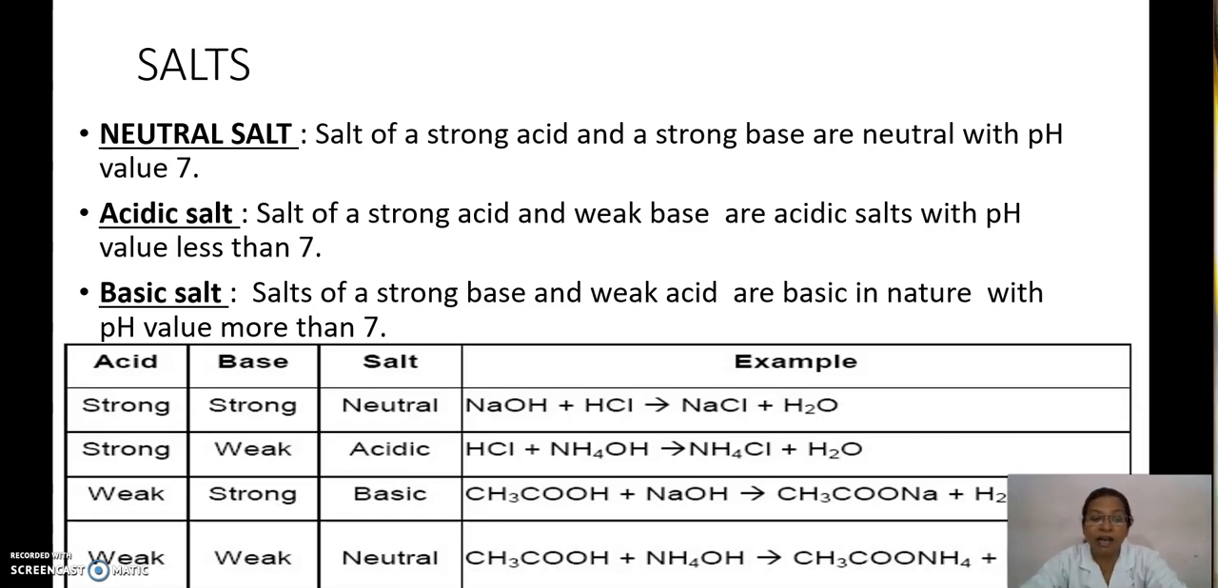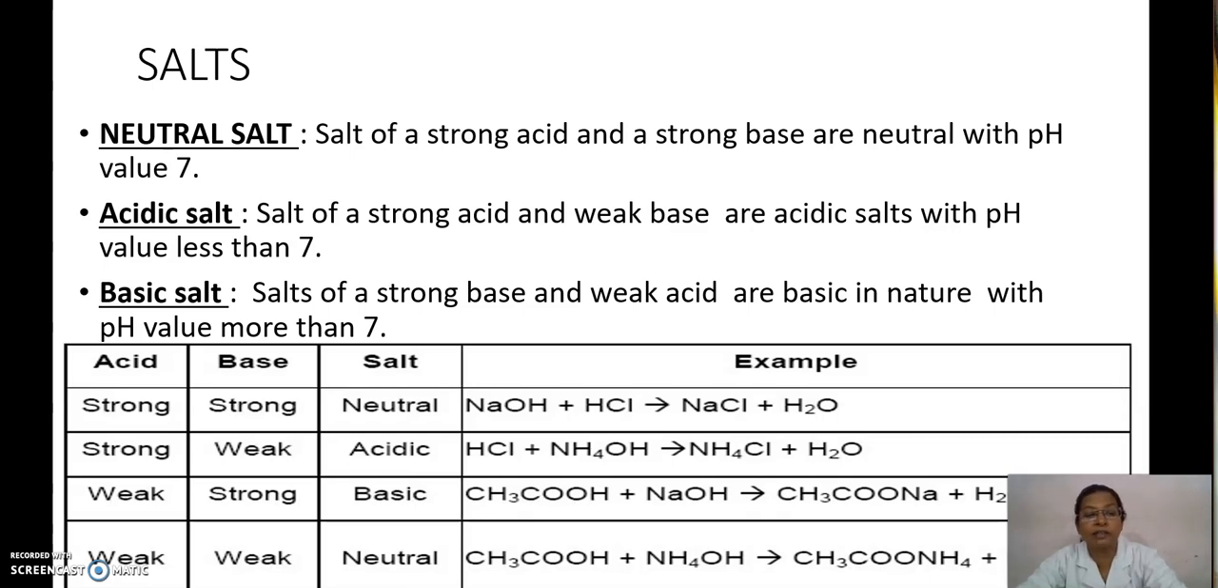So the pH scale we have studied. Above 7 it is basic. Alkaline nature is increasing from 7 to 14. So if the base is stronger than the acid used, the formed salt will be basic. Here we will see some of the examples.